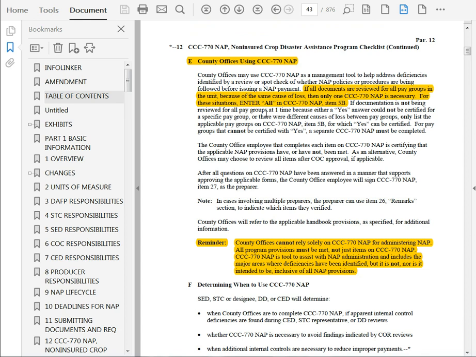You can use a single 770 to record the information for multiple crops as long as they are all part of the same disaster event and claimed on the same notice of loss. Separate claims should have their own 770 completed. It's also important to know that the 770 is not comprehensive and it does not address all of the considerations you need to make when administering this program. Do not rely solely on the 770.